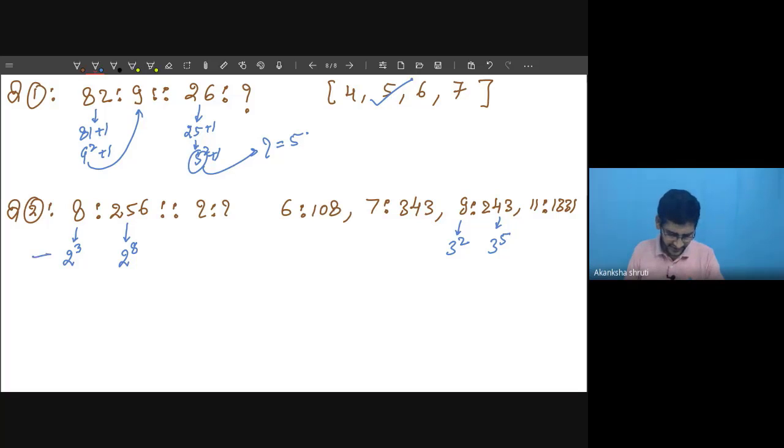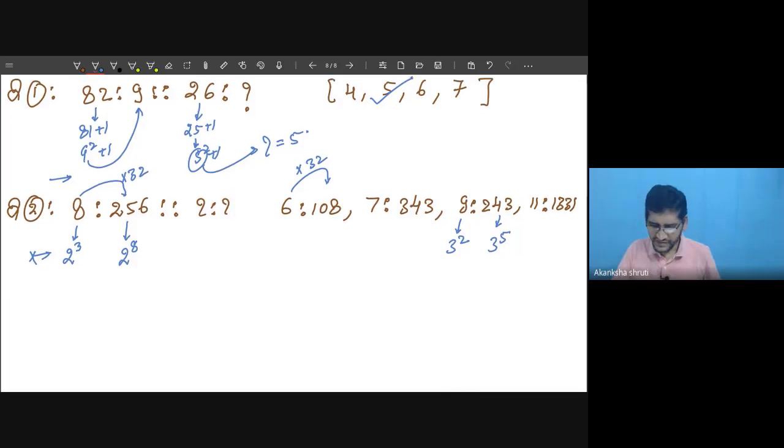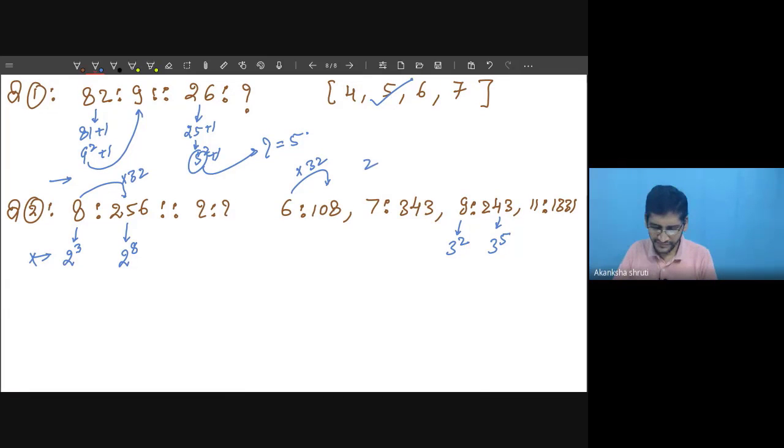What else can we think? If we are thinking in this way, it is wrong. If we just multiply this 8 with 32, you will get this. So multiplying the first pair by 32, are we getting this? If you multiply this by 32, 6 twos are 12. Here it is 8. So no need to proceed further. You can save the time.